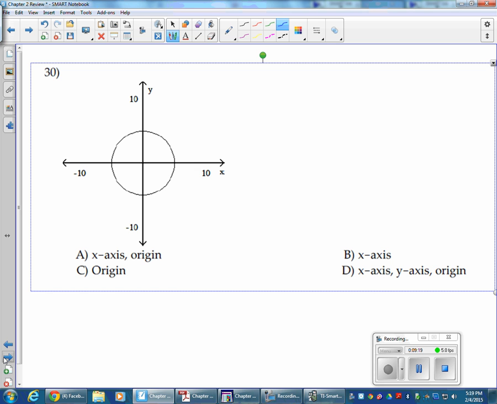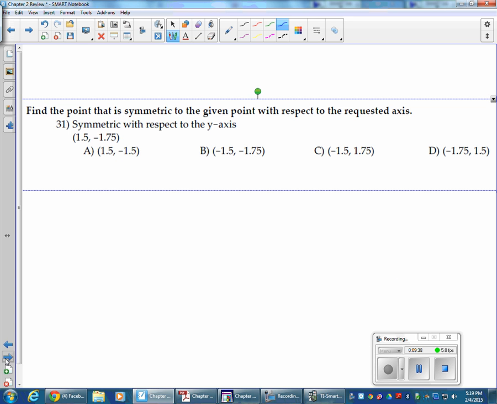The x-axis is called my line of symmetry. And number 30, well, let's look. Does the y-axis split it in half? Looks like it to me. What about the x-axis? Yep, that splits it in half too. And what if I turn this upside down? It would be all three, the x-axis, the y-axis, and the origin. Get a couple more in here.